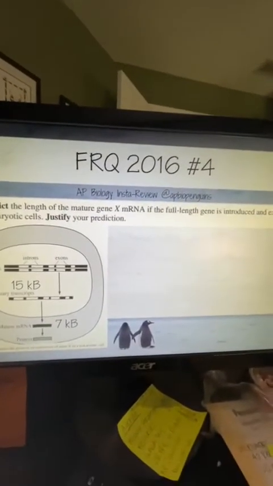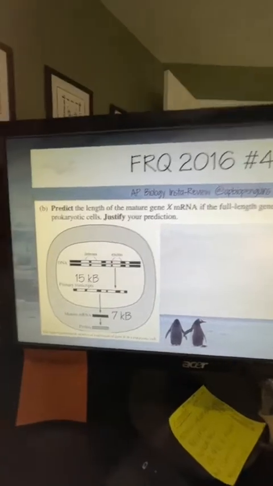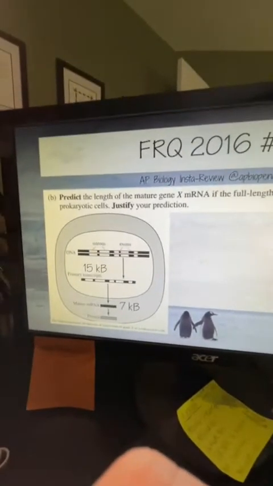The second part says that we need to predict the mature mRNA if the full gene is introduced and expressed in prokaryotic cells. Again, let's give ourselves some jotting points: what do I know about the difference between eukaryotic and prokaryotic cells? Well, prokaryotic cells are smaller, eukaryotic is larger. Doesn't help me there. Okay, prokaryotes do not have a nucleus, and eukaryotes do.